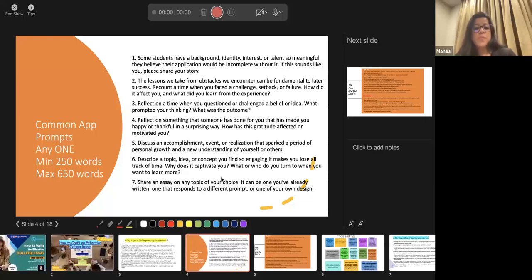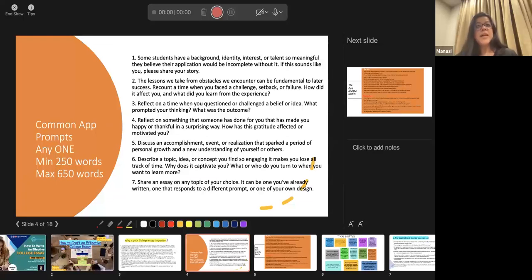So the Common App prompts, you can pick any one out of these seven. The minimum words are 250. Do not write fewer than that. And the maximum words are 650.